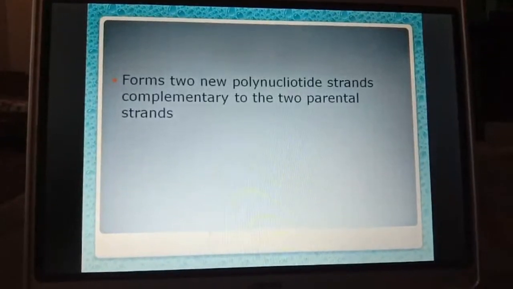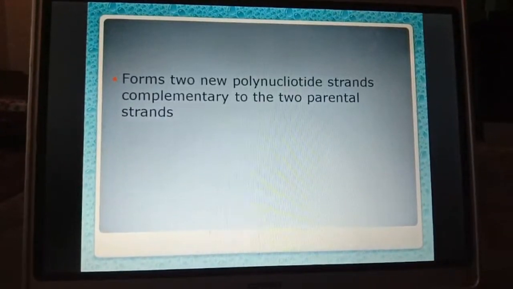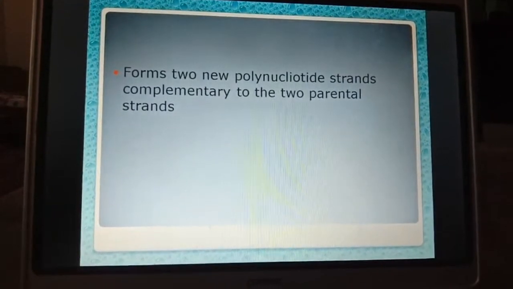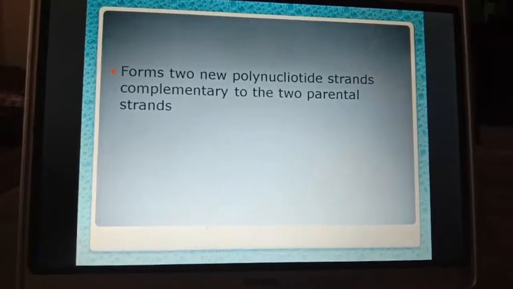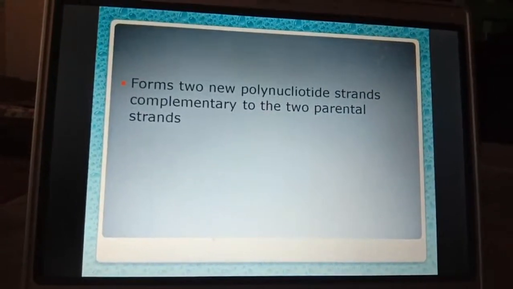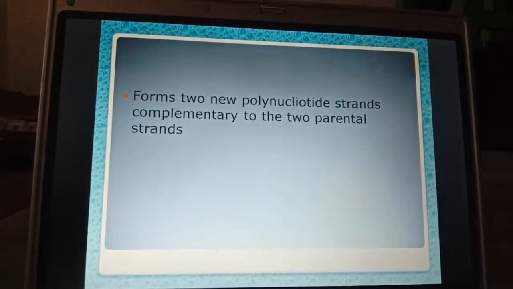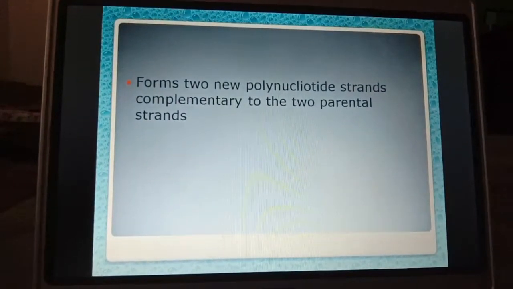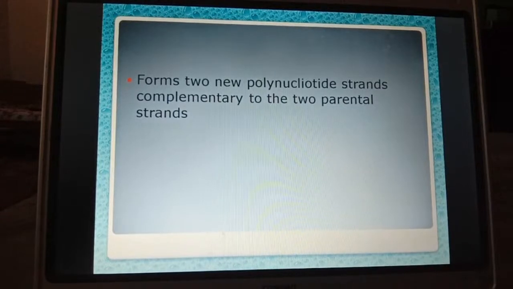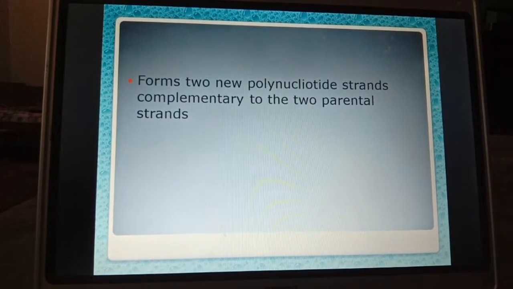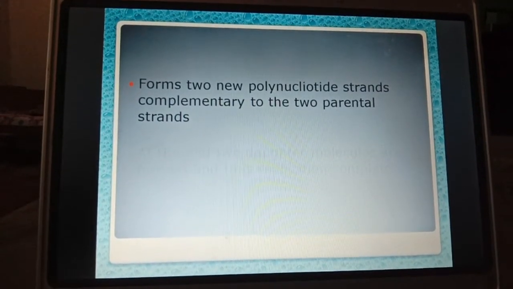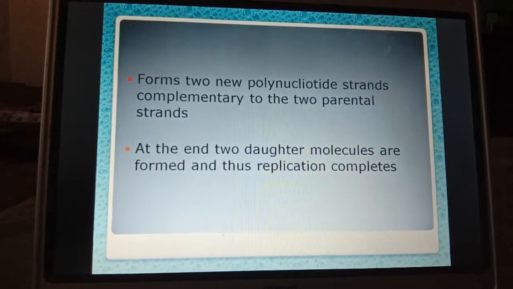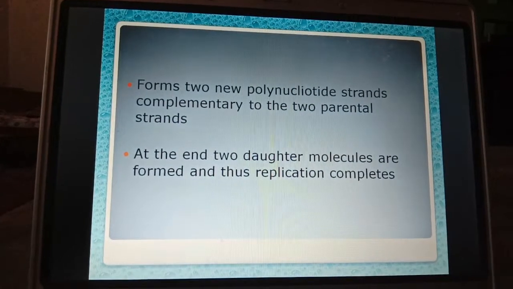This forms two new polynucleotide strands. Thus two new polynucleotide strands are formed. These two polynucleotide strands are complementary to the two parental strands that have separated from each other due to uncoiling. At the end, two daughter molecules are formed and thus replication completes.